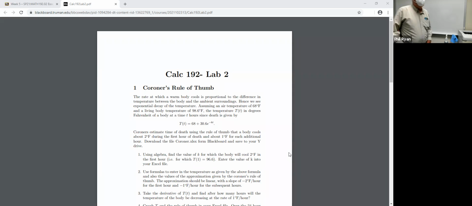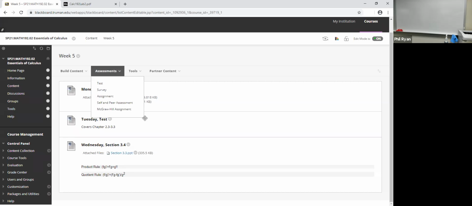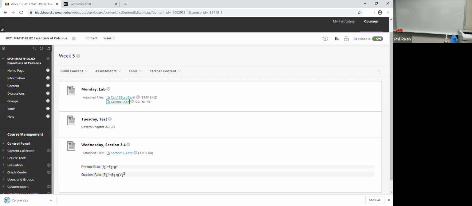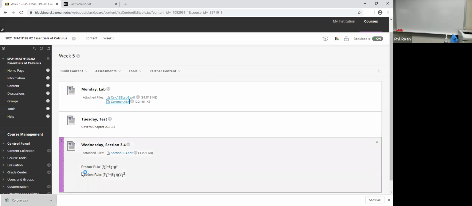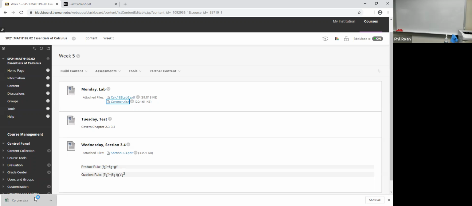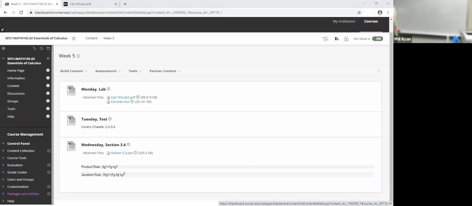Okay, so what I want you to do is, if you go to Blackboard, you can see this file here, coroner. And that will do this scenario for us. So this exercise is just an exercise in using Excel in modeling something.